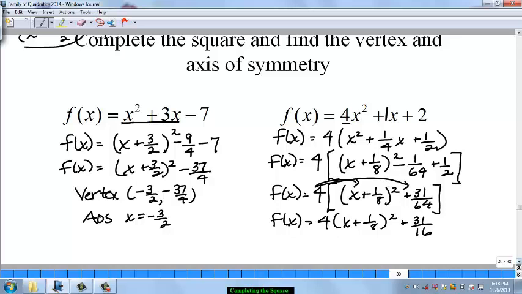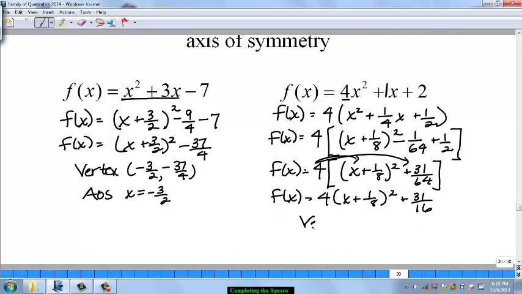Now we're done. Now I can do my vertex. My vertex is going to be negative 1/8, comma, 31 over 16. My axis of symmetry is going to be x equals negative 1/8.